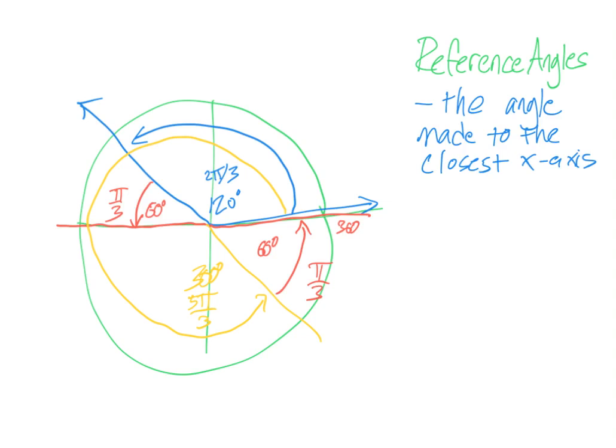The other thing we have to think about for reference angles is that they're always going to be positive values. So even if it would take a negative rotation to get to the x-axis, we're going to keep that as a positive value.